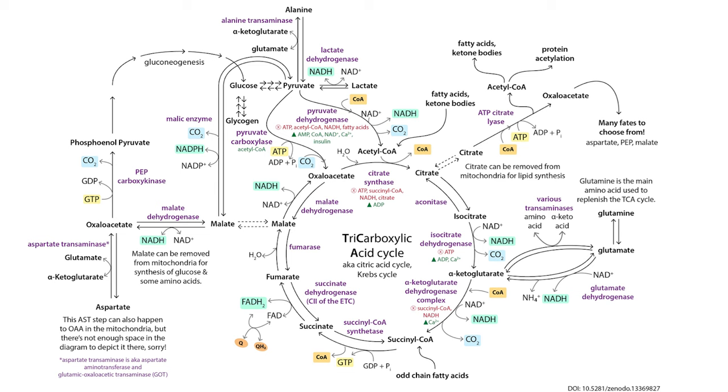But the important thing to know is that you can go in and out of this pathway, and it's not just about that acetyl-CoA that you got from your pyruvate, that you got from your glucose.